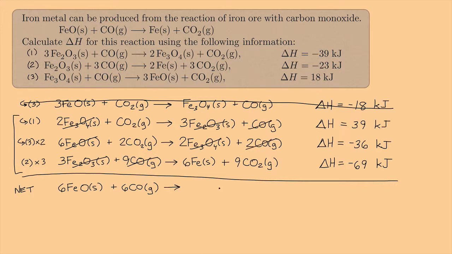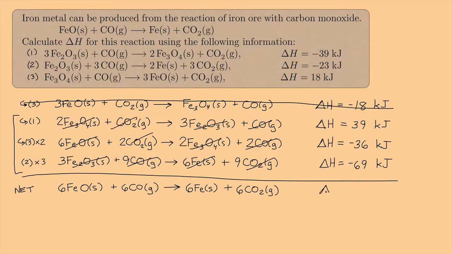Now what? Iron metal is next. Iron metal is only right here. I have 6 of them. Okay, took care of that. And last we have carbon dioxide. I have 3 on this side. I have 9 on this side. So that is a total of 6, and I think that's everything.